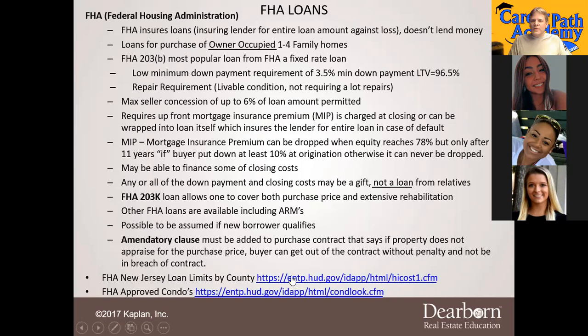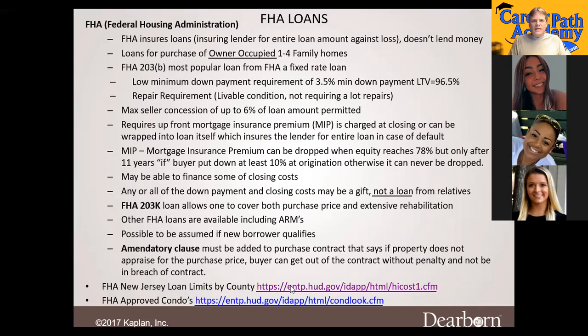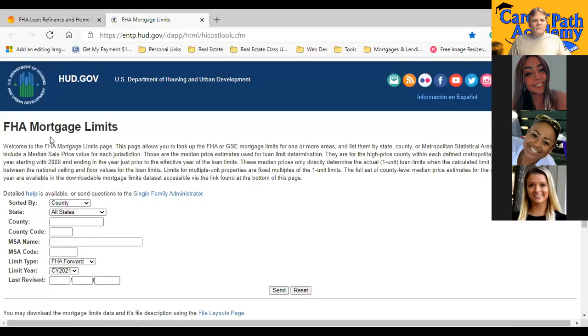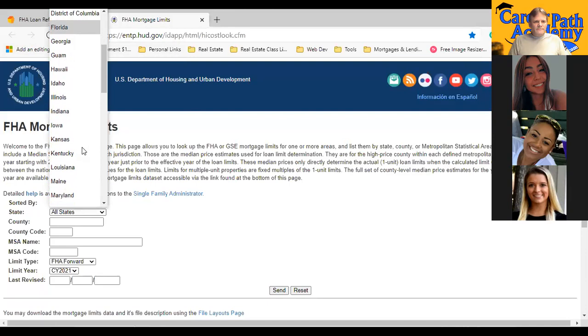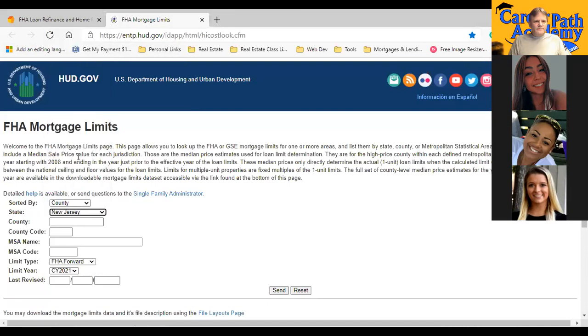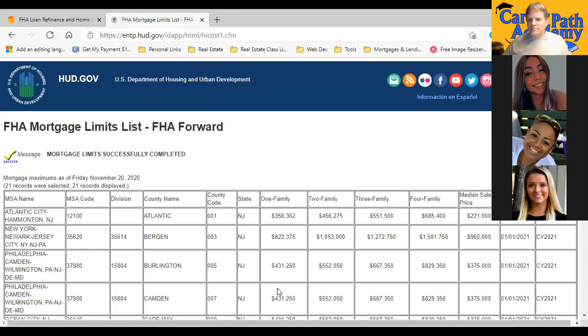I'm going to show them to you really quick because we're almost done with class. It takes you to this website, the HUD website. Let's just look up New Jersey. We'll check out all counties because their lending limits depend on what county you're in. You see the title, 1, 2, 3, 4 family house, and here's the county name, right?